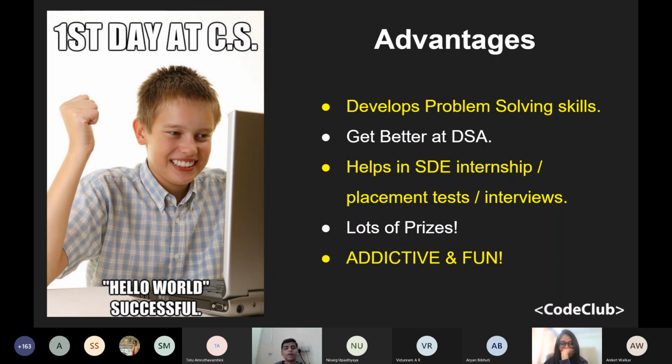one of these. And of course, last but not the least, if you're really into competitive programming, it does become addictive. It does become fun, and mostly because of the element of solving something which is challenging and stimulating to your brain, it can become really addictive and fun in the long run. So that was it about the advantages.